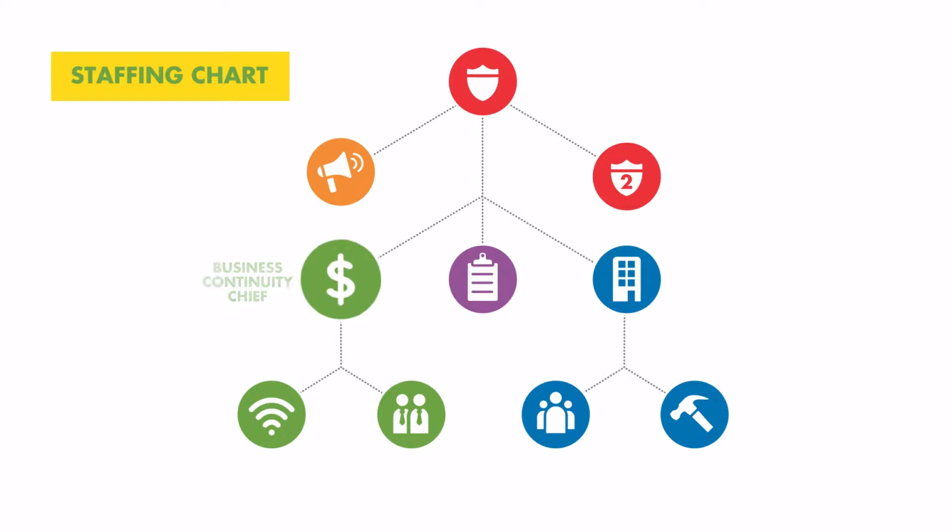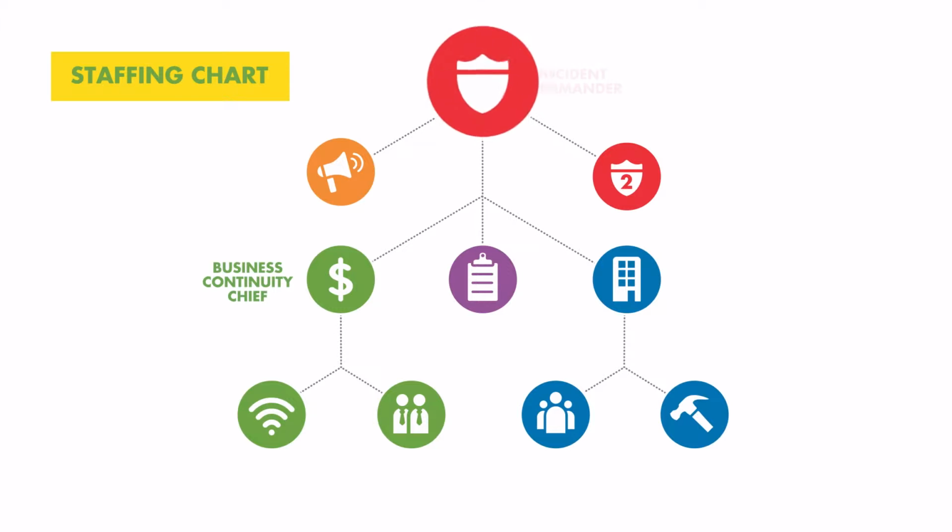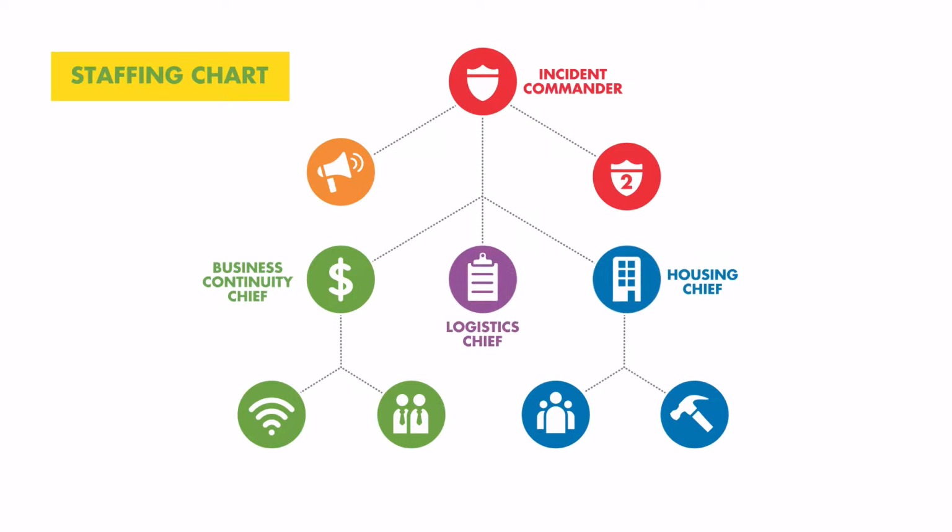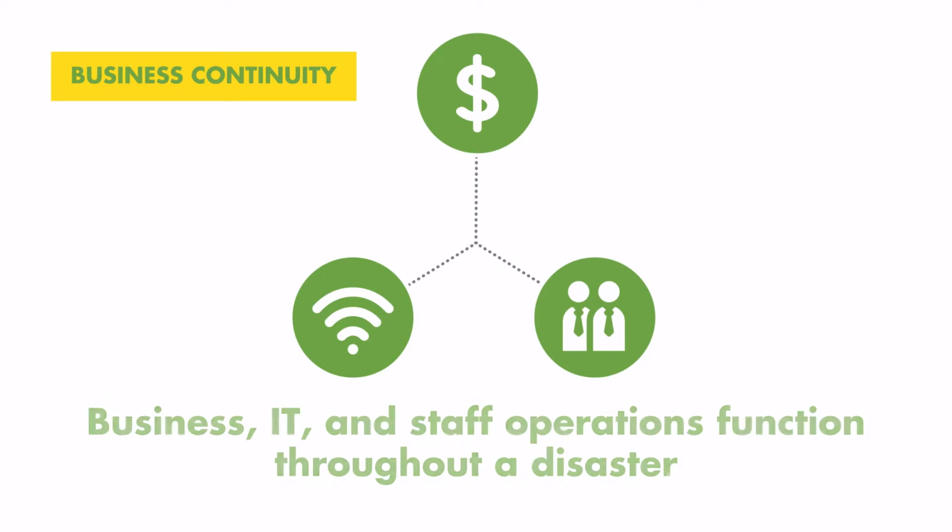The Business Continuity Chief also works with the Incident Commander and other chiefs to collect and share vital information. The Business Continuity section makes sure key business, IT, and staff operations function throughout a disaster.